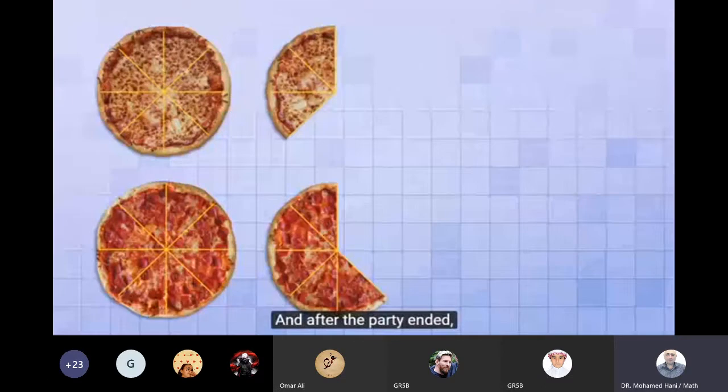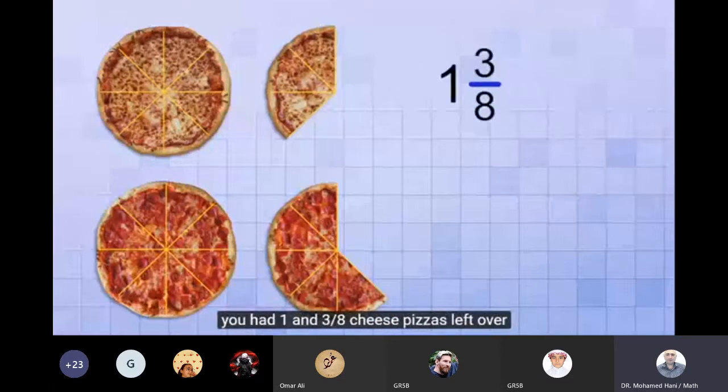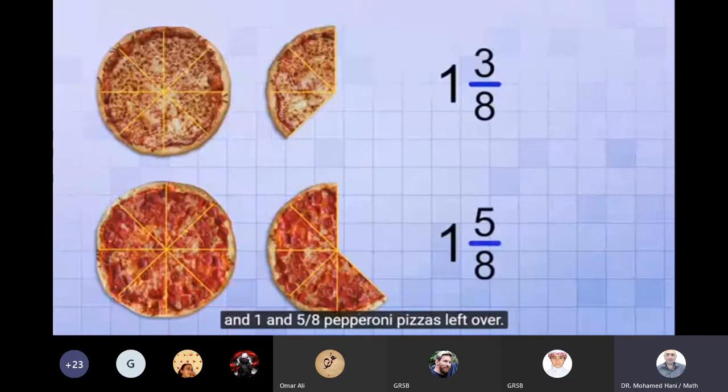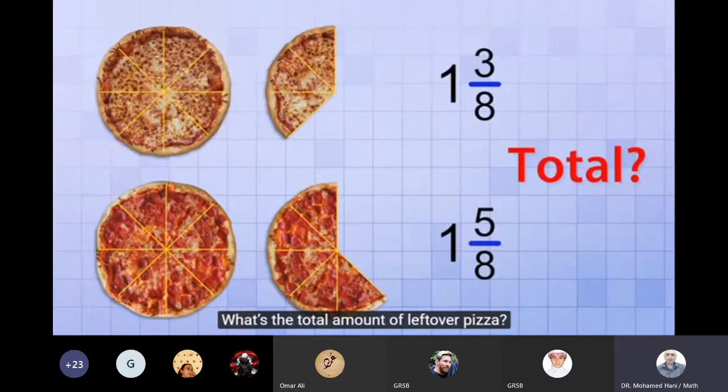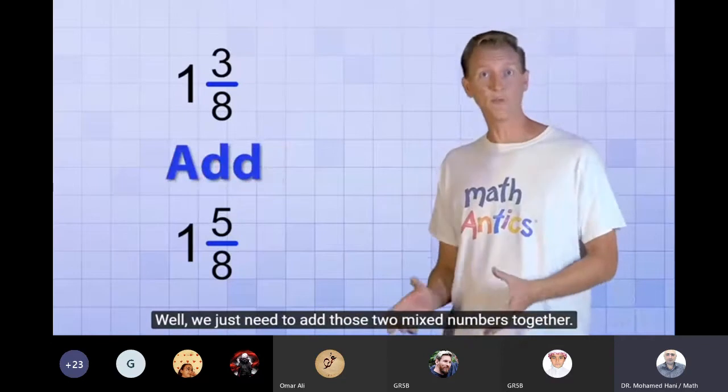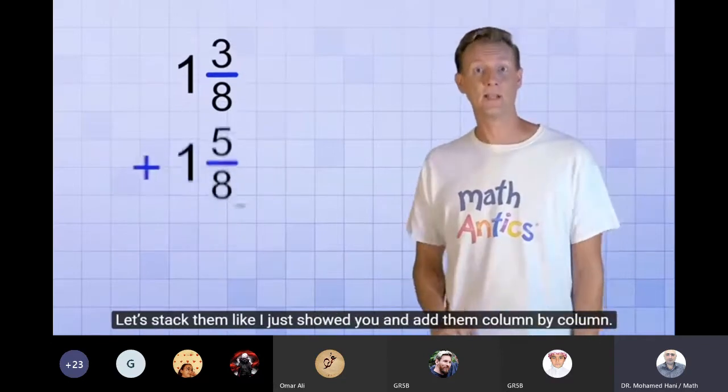And after the party ended, you had 1 3/8 cheese pizzas left over and 1 5/8 pepperoni pizzas left over. What's the total amount of leftover pizza? Well, we just need to add those two mixed numbers together. Let's stack them like I just showed you and add them column by column.